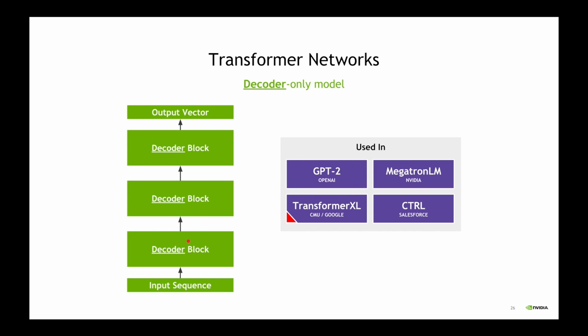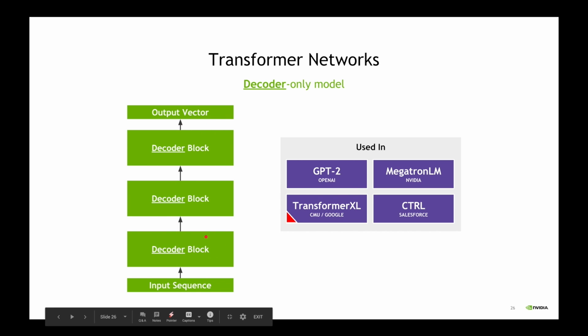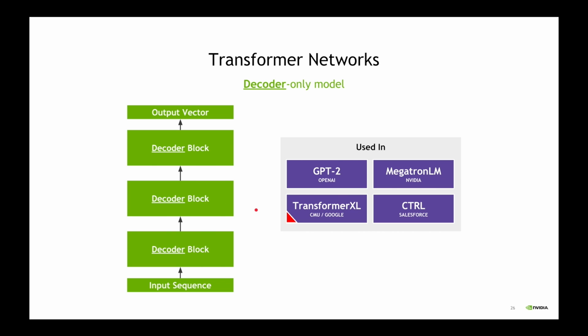So as it turns out, this decoder variant of the transformer model is actually very good at generating text and is basically used as the architecture in models such as GPT-2 from OpenAI and Megatron from NVIDIA and Control from Salesforce and so on. So all of these are actually very powerful text generating models.